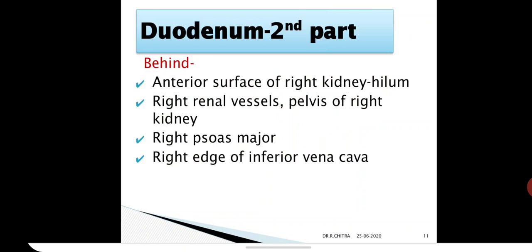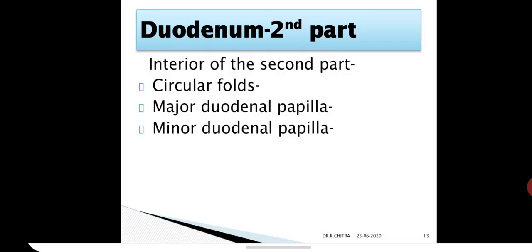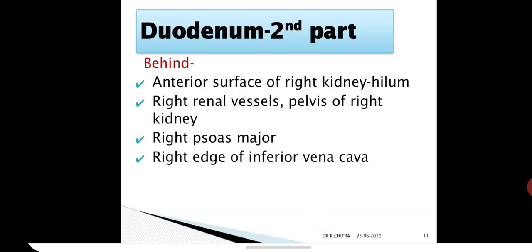Behind, this second part of the duodenum will be just in front of the hilum of the right kidney. I think you can understand this in the picture. So it will be situated in front of the hilum on the anterior surface of the right kidney. So what are the structures in the hilum of the kidney? Renal vessels and also the pelvis of the right kidney. And other relations are the right psoas major and the right edge of the inferior vena cava. So these are the posterior relations of the second part.